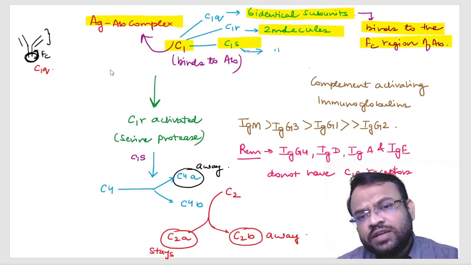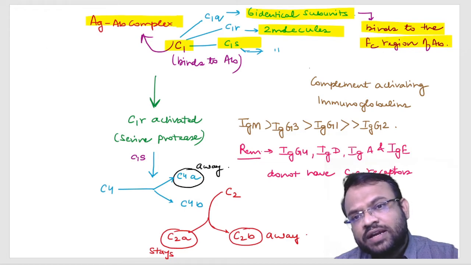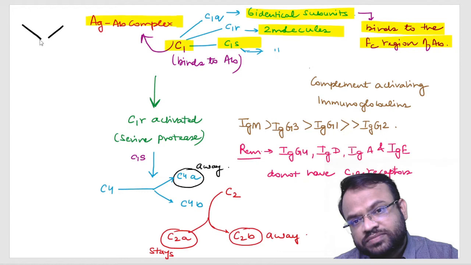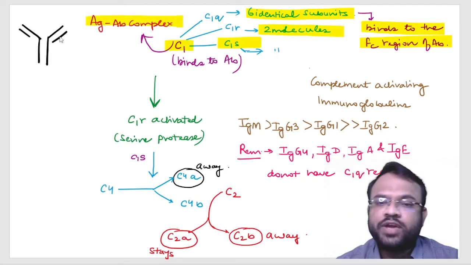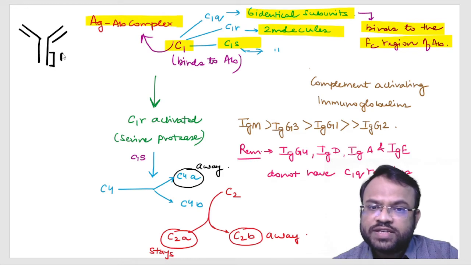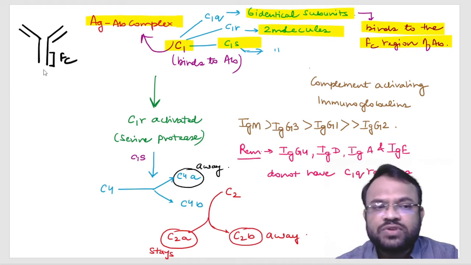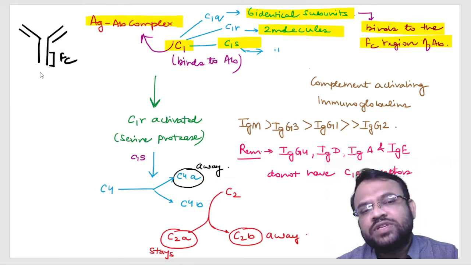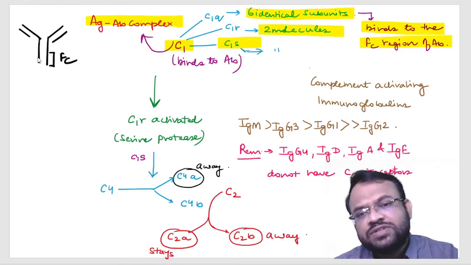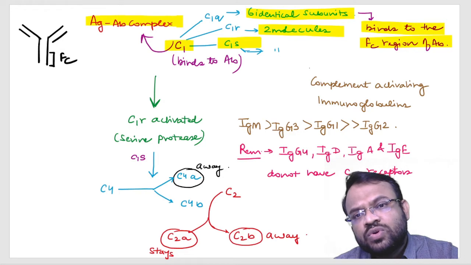You might be knowing that, let me just draw over here, that an antibody has this kind of a structure. And this region is called the FC region. This FC region is actually involved in interaction with the complement. That means C1Q would be binding over here.